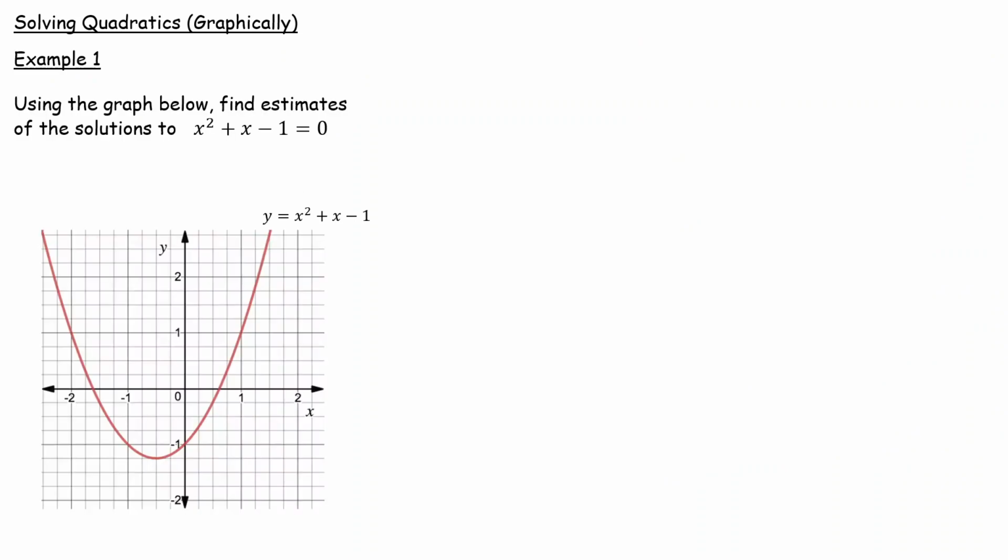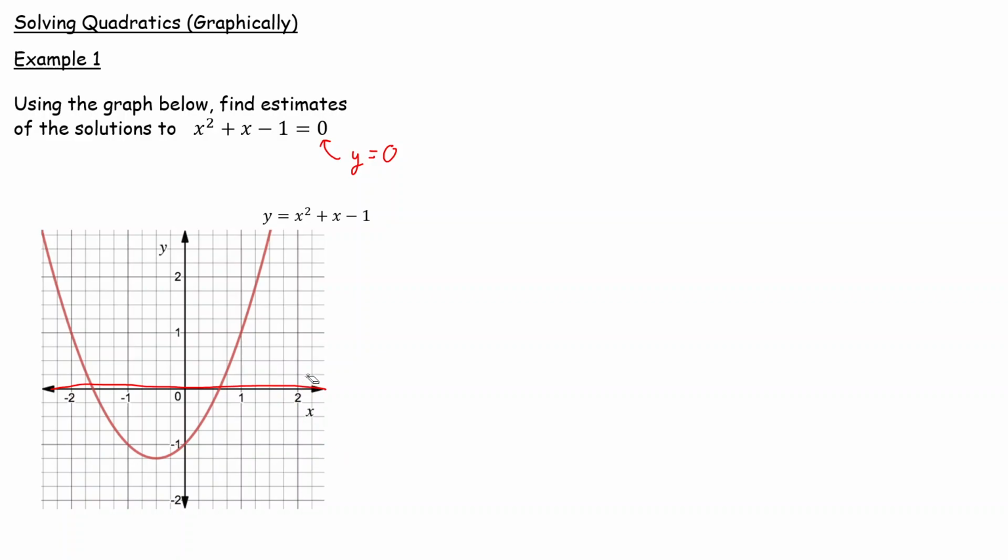Okay, so we'll get straight into it. We'll go through 3 examples and then that will be it for this video. Right, the first one says, using the graph below, find estimates of the solutions to x squared plus x minus 1 is equal to 0. So what this really means is, this bit here, x squared plus x minus 1, if I put it equal to y, like I've done here, that produces the graph that looks like this, this red U-shaped quadratic. And because it is just equal to 0, that really means y is equal to 0, which is just the horizontal line that goes along the x-axis.